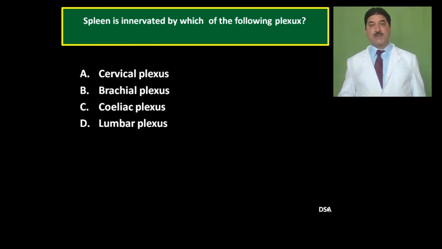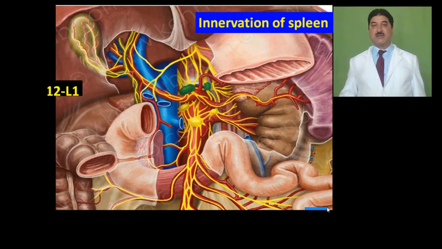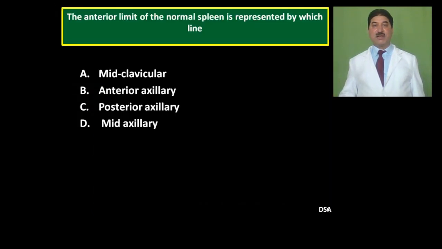As shown in this diagram, celiac plexus is formed by the sympathetic fibers which originate from T12 and L1 segments of the spinal cord. These sympathetic fibers pass along the splenic artery and are distributed to the spleen through its branches, which enter at the hilum. They are vasomotor.